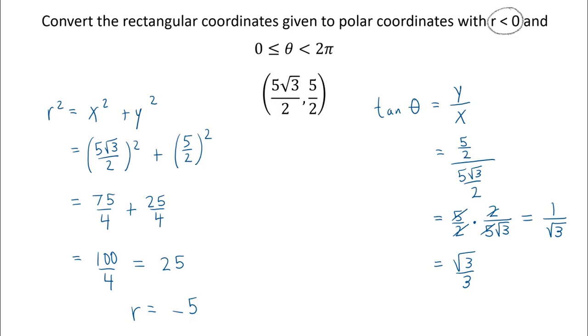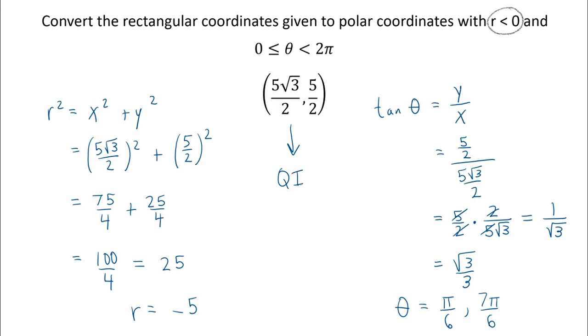Again, there are two thetas that have a tangent value of square root of 3 over 3 between 0 and 2 pi. Those two thetas are pi over 6 and 7 pi over 6. Pi over 6 is in the first quadrant, 7 pi over 6 is in the third quadrant. According to our given point here, x comma y, 5 square root of 3 over 2 comma 5/2 is a point in the first quadrant. So ultimately, we want to be in the first quadrant.